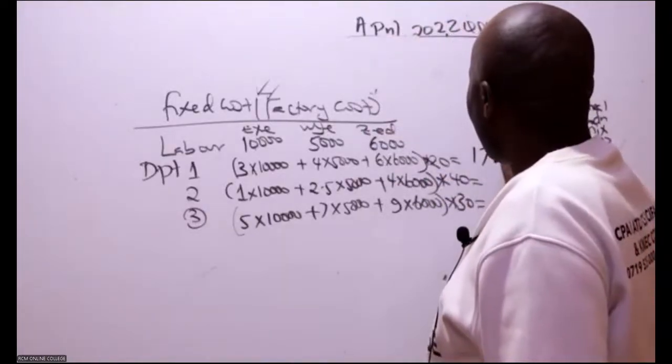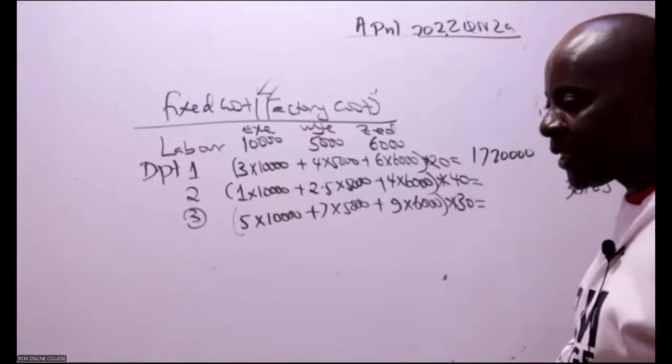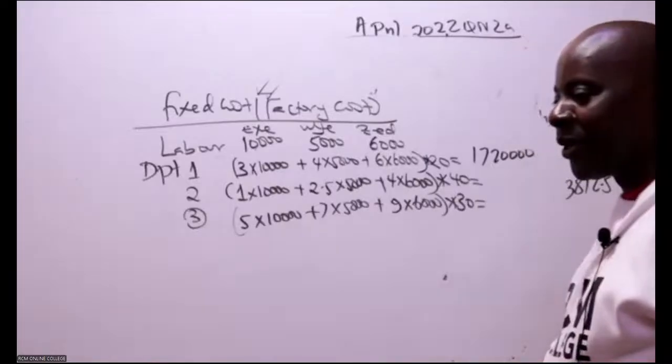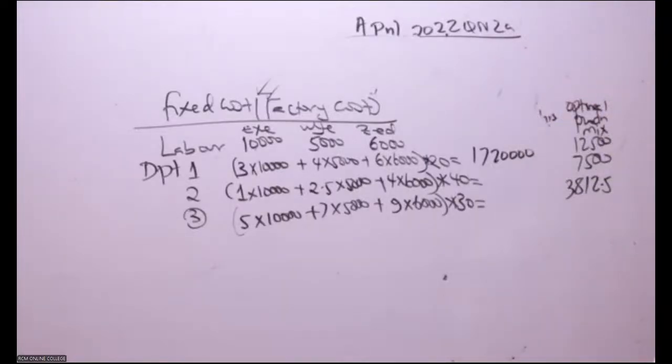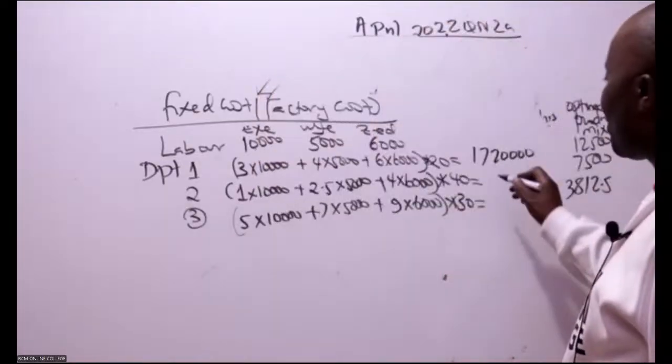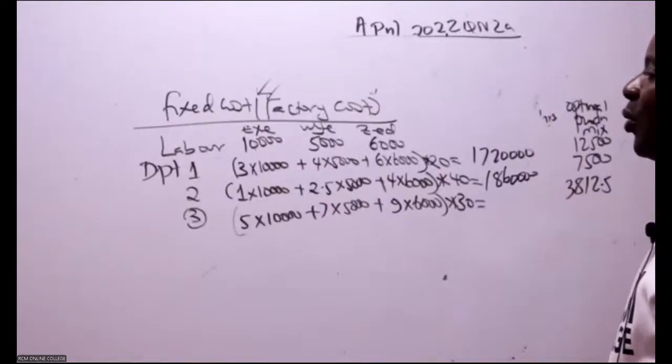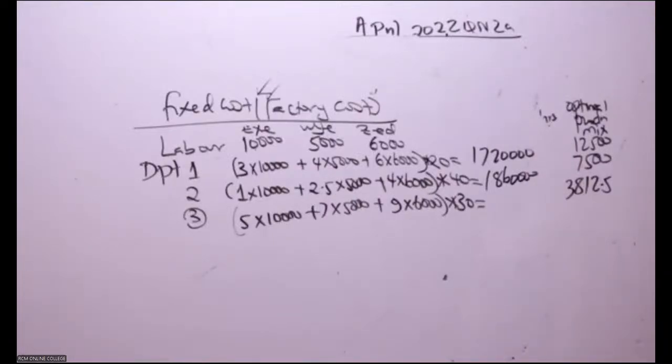So somebody open brackets here and give me this figure. 1720,000. Thank you so much. And then come to the second one, open bracket. Okay, great. So open bracket, 1 times 10,000 plus 2.5 times 5,000 plus 4 times 6,000 times 40. So they're getting here 1860,000. And then, ladies and gentlemen, we have department 3.